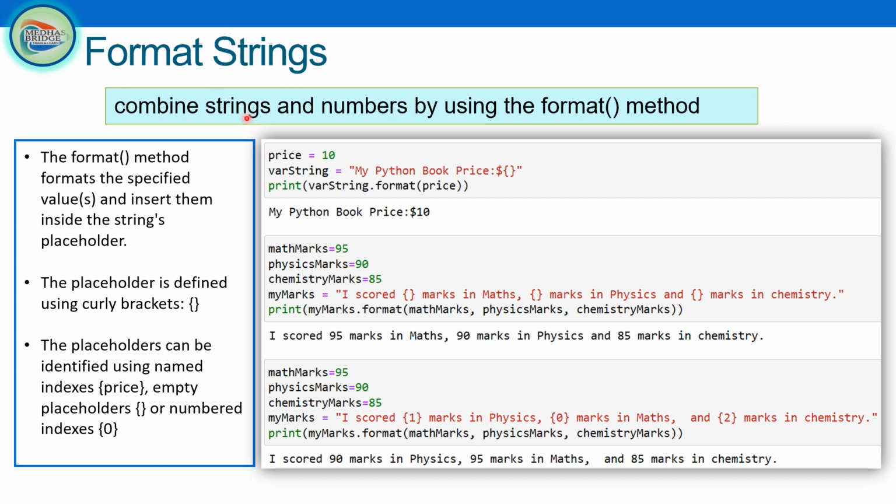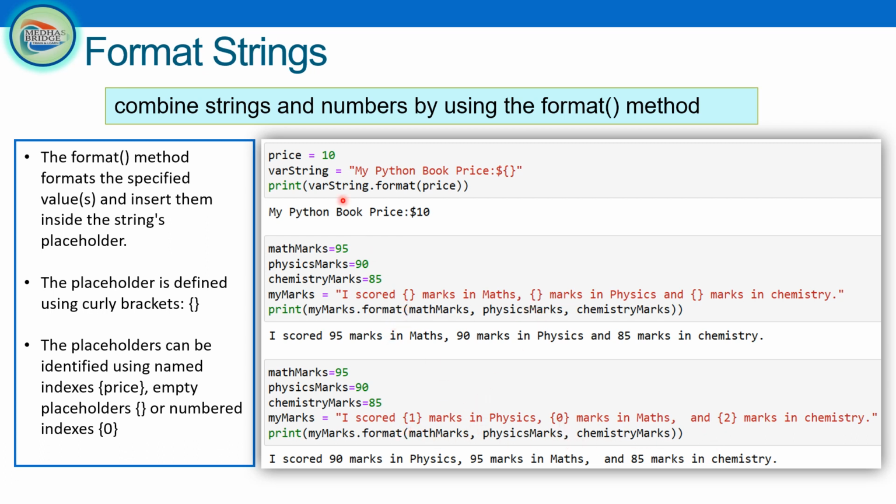Format strings. Combine strings and numbers by using the format method. The format method formats the specified values and inserts them inside the string's placeholders. The placeholder is defined using curly braces. The placeholders can be identified using named indexes, and empty placeholders are numbered indexes.